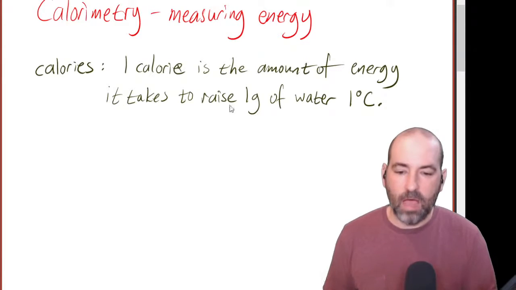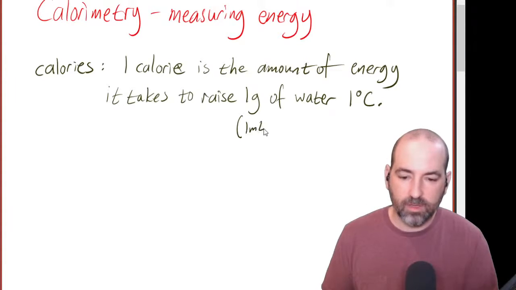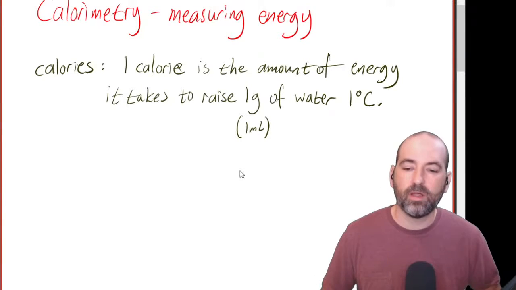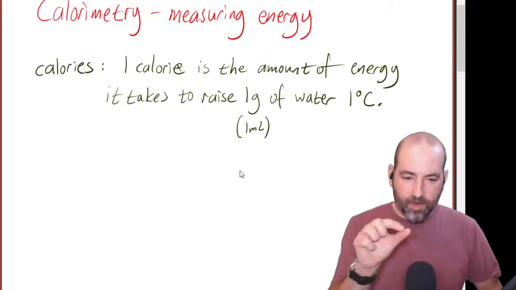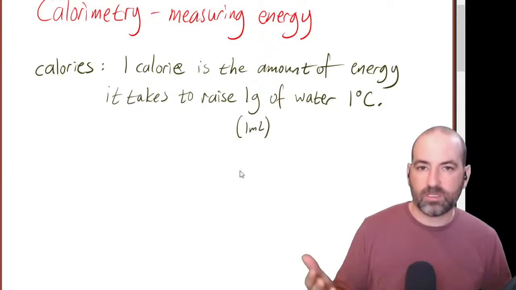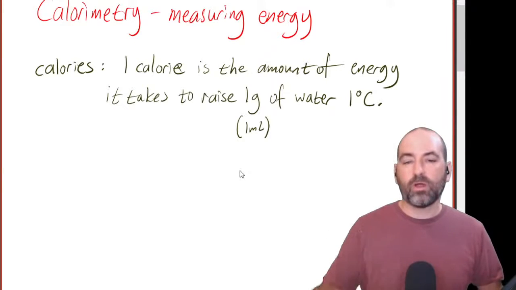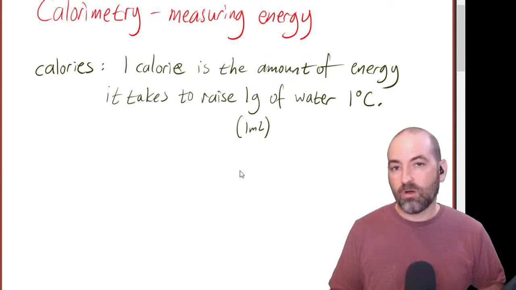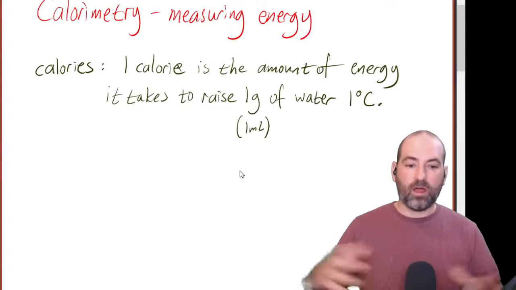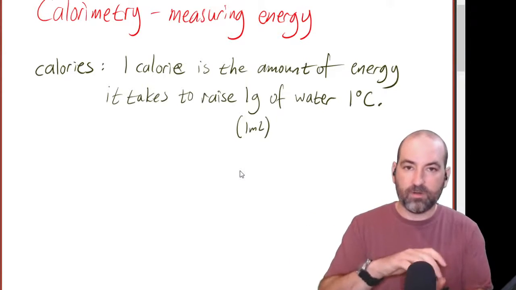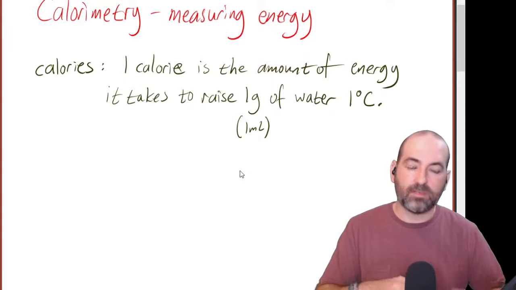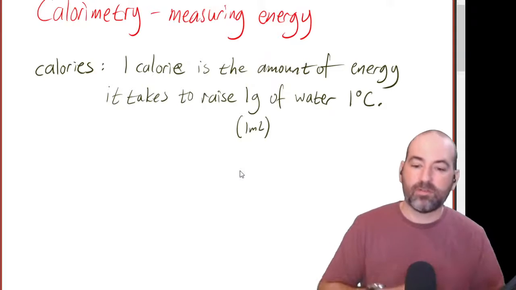So if you have 1 gram of water, which is also 1 milliliter because the density of water is 1, it changes a little with temperature, but it's basically 1. You have that much water. If you raise it from 25 degrees C to 26 degrees C, you've put in 1 calorie of energy. So if you raised it 100 degrees, you put in 100 calories. Or if you had 100 grams of water, so a beaker full or something, and you raise that 1 degree, that would be 100 calories. If you raised it 5 degrees, it would be 500 calories.